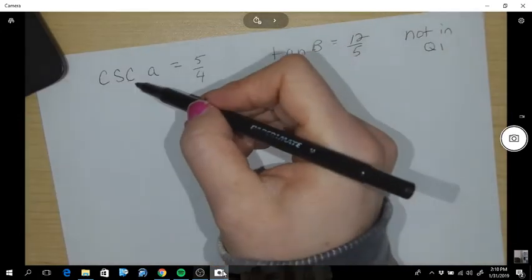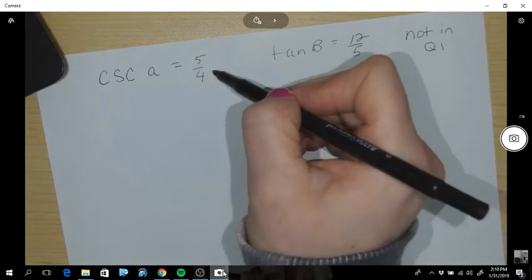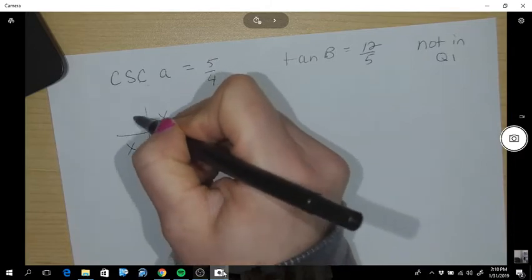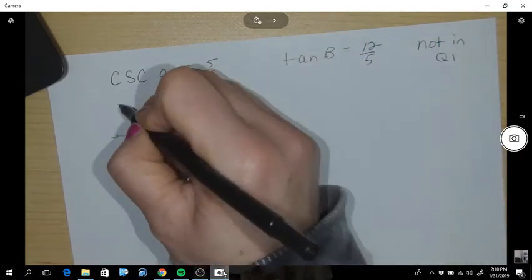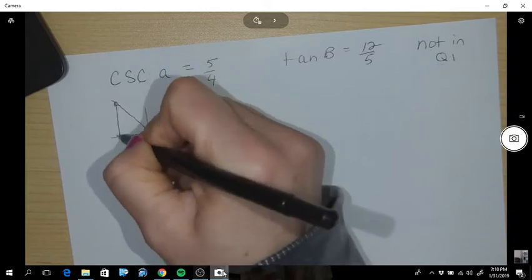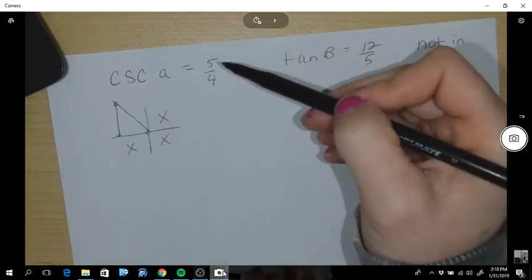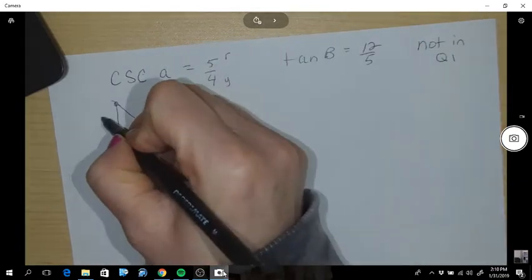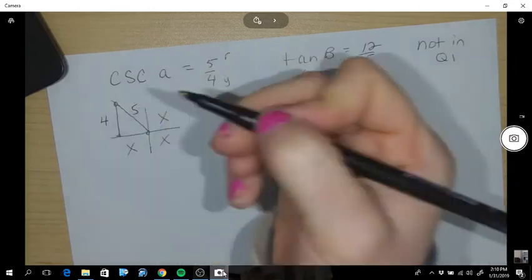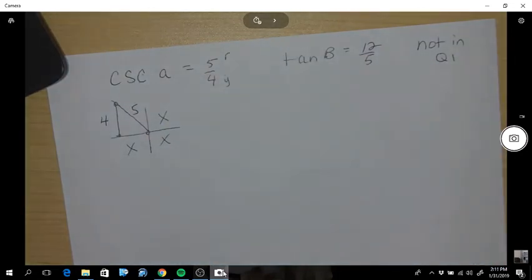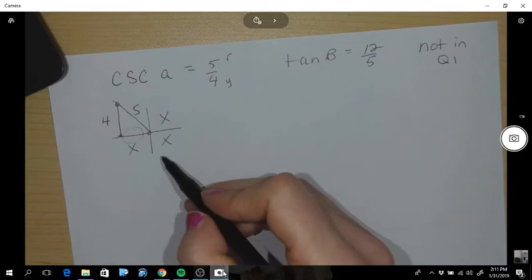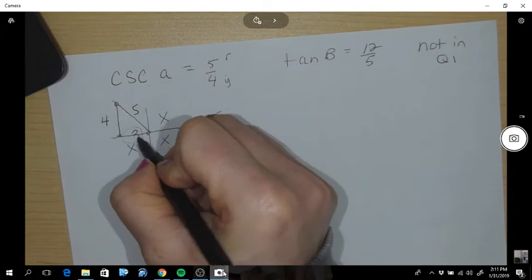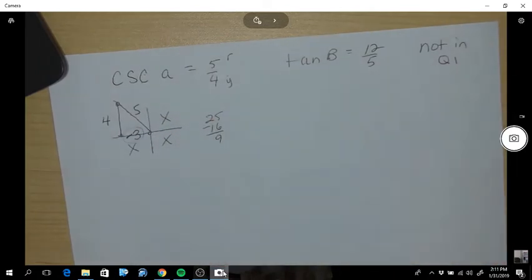Cosecant is dealing with the opposite of sine, so I need sine to be positive, not in quadrant 1, so therefore it's in quadrant 2. Okay, cosecant, opposite of sine, so that's our R and that's our Y. Okay, find your X value. So 25 subtract 16 is 9, so this is 3, and going left it's a negative 3.